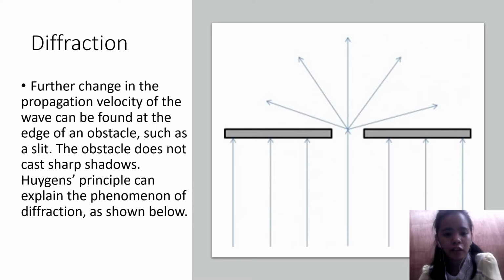So, diffraction. Further change in the propagation direction of the wave can be found at the edge of an obstacle such as a slit. So, here is the slit. And the obstacle does not cast sharp shadows. Huygens' principle can explain the phenomenon of diffraction as shown below.